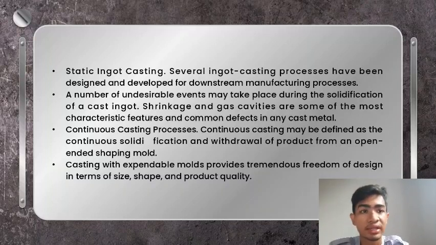Static ingot casting. Several ingot casting processes have been designed and developed for downstream manufacturing processes. The most common is static ingot casting, where molten metal is poured into a vertical open mold. The mold is made of metal, usually cast iron, and is tapered along its length so that solidified metal can be easily withdrawn from it.